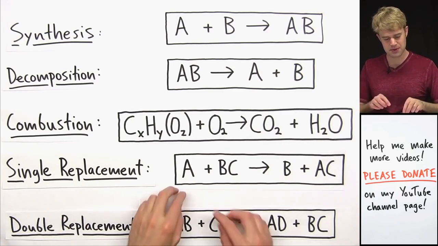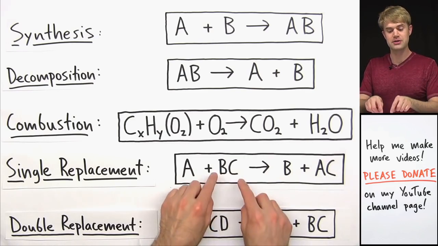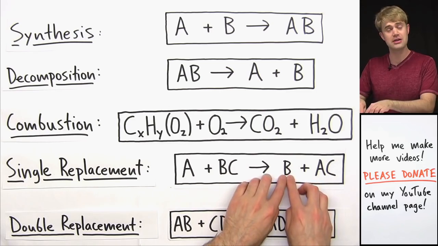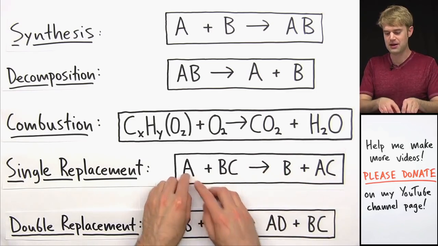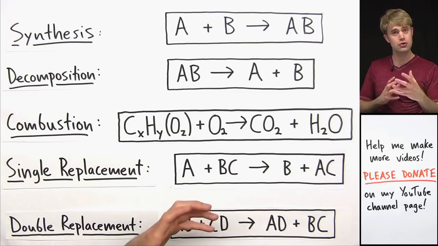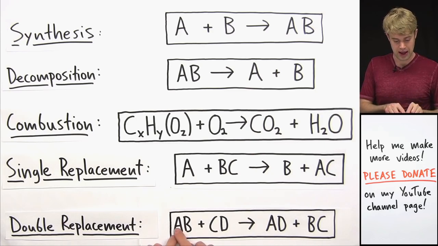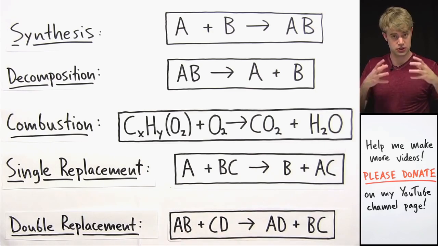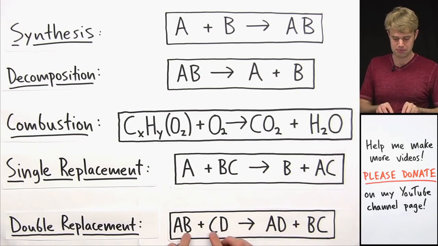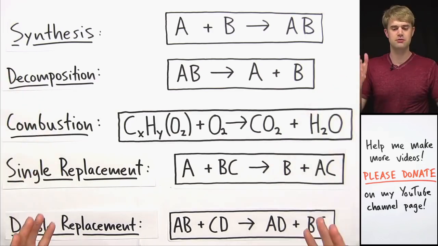In single replacement, an element that's by itself combines with 2 elements that are paired up. It kicks one of those elements out, so that element ends up on its own, and then that element takes its place. In double replacement, it's like 2 dancing couples where the partners just trade places. A and B and C and D start out paired together, and then A and D end up together, and B and C end up together. So those are the major types of chemical reactions.